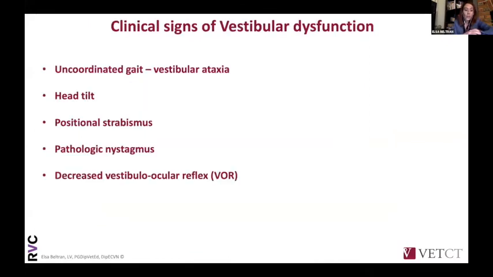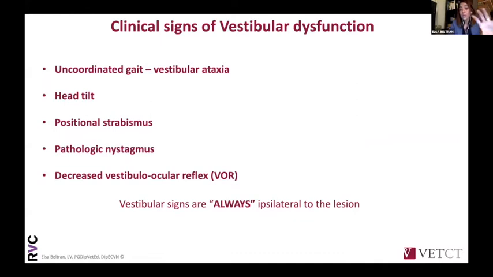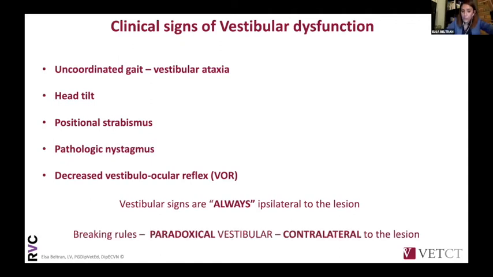So you can see now we have seen all the clinical signs associated with vestibular dysfunction. And as you can see, don't rely on those to differentiate whether it's central or peripheral, because you are going to be able to see other clinical signs that will tell you. With the exception of the paradoxical, which obviously we don't have time to go through, they will always be ipsilateral to the lesion.